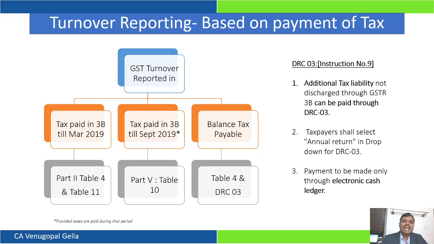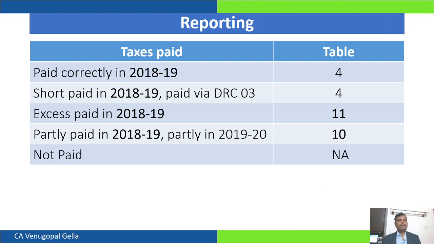So, the taxes that have been paid up until March 2019 go to table 4. And the taxes which have been paid subsequently go to table 10, and the balance taxes which are not paid will be paid through DRC 03. Please note, while making the payment through DRC 03, you have to use the annual return option and it has to be paid only through cash, which again I will explain in the DRC 03 chapter. So if I have to sum up, the taxes which have been paid correctly in 18-19 would go to table 4. If there is a shortfall in 18-19, you will be paying it through DRC 03. That would also be reported in table 4.